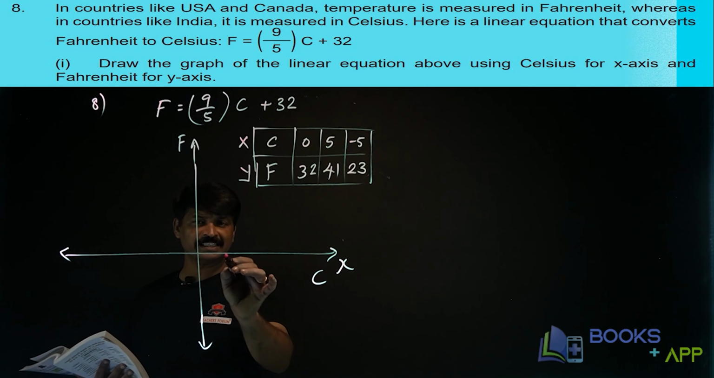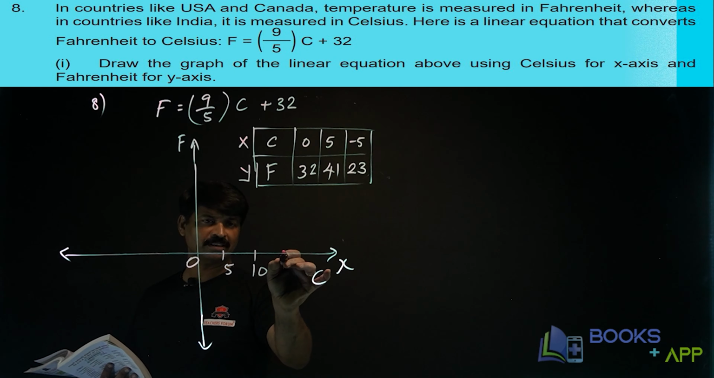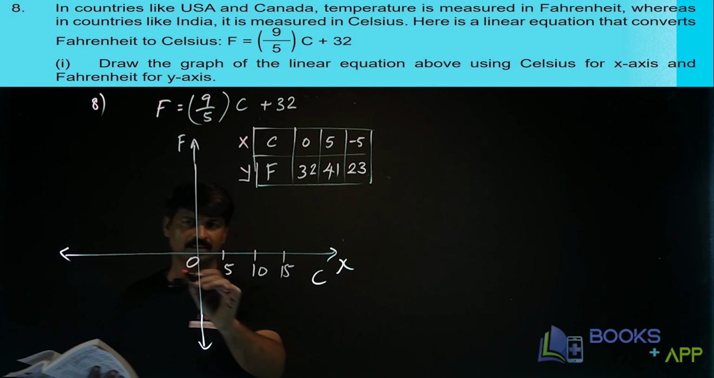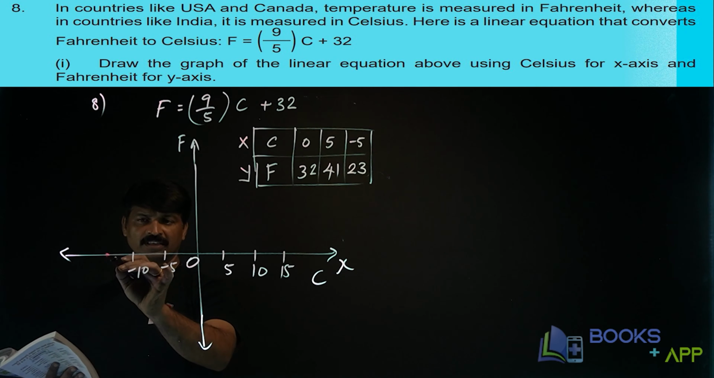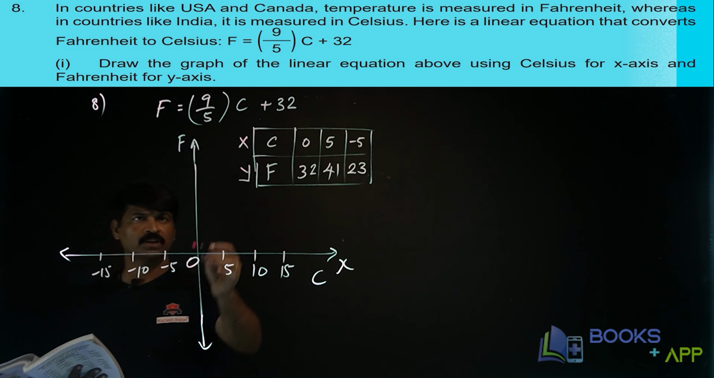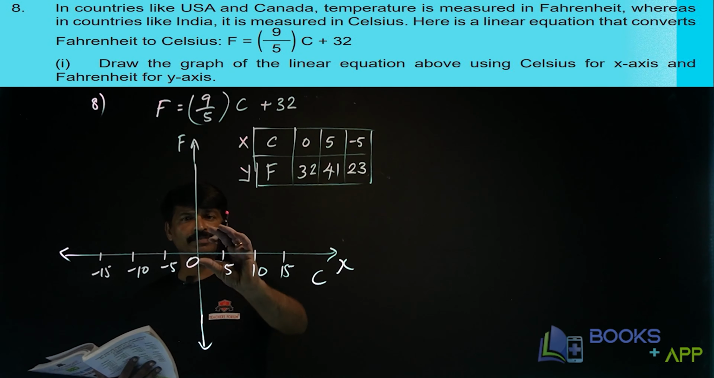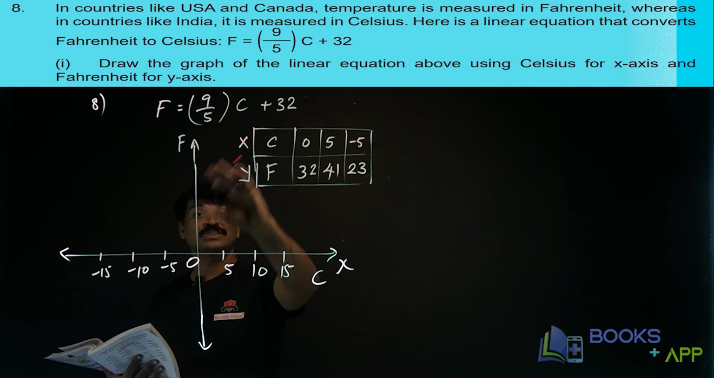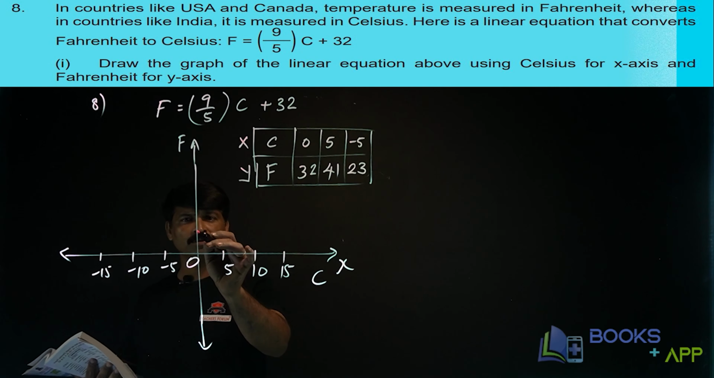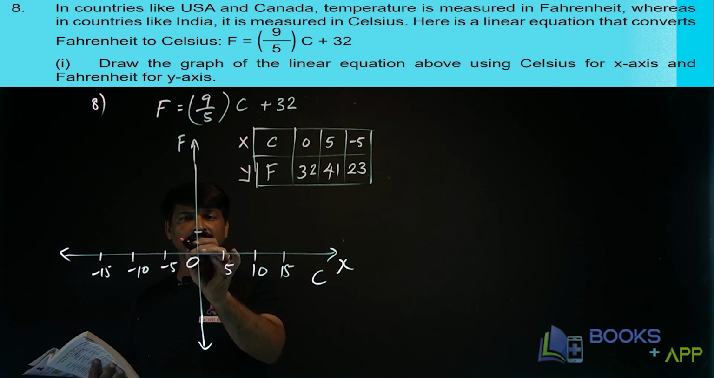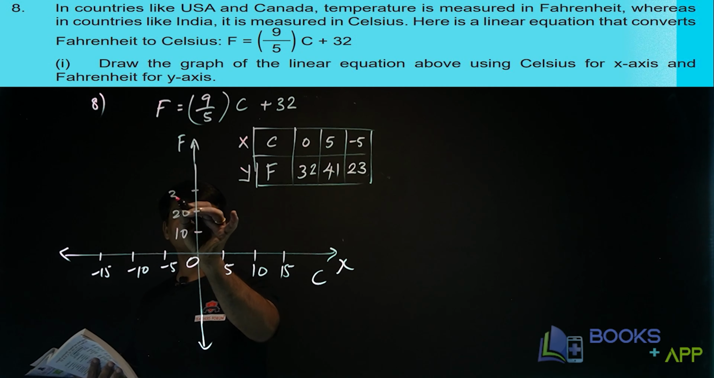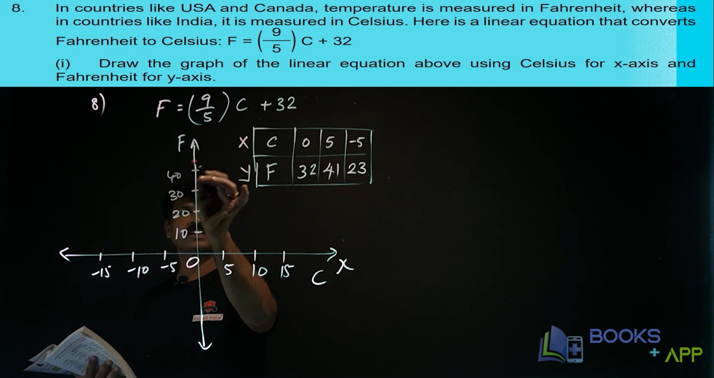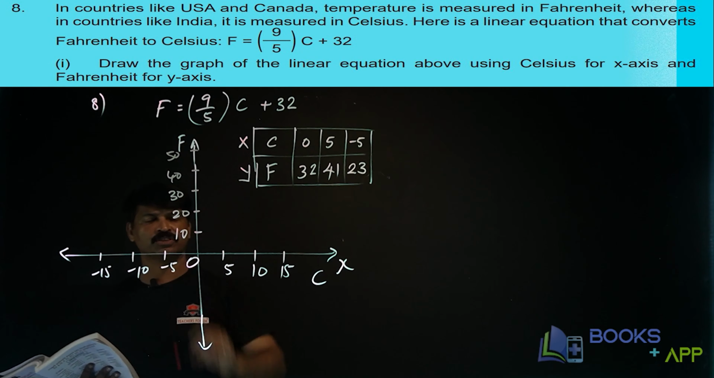On the x-axis, this is the origin. Let it be 5, 10, 15, etc. Here, it is minus 5, minus 10, minus 15, etc. On the y-axis, can you take 5, 10, 15? Yes, but this space is not sufficient for that. So let us take 1 unit equal to 10 degrees Fahrenheit. So let it be 10, then 20, 30, 40, 50 and so on.